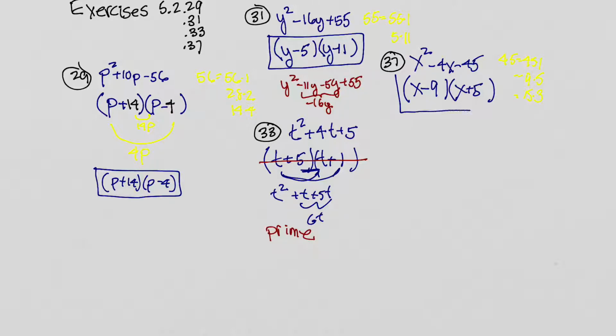Then I'm going to conclude now that that is the factored form, and you can check it. Let's do that. Just run a real quick check here. X squared, 5x minus 9x, negative 4x, and negative 9 times positive 5, negative 45. We have it.